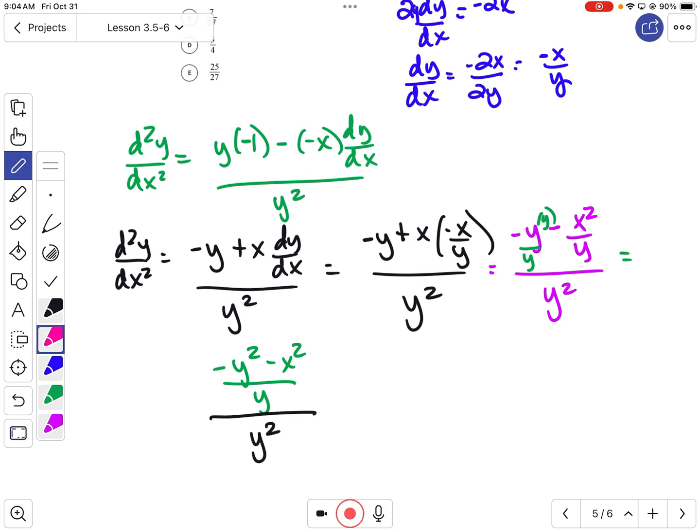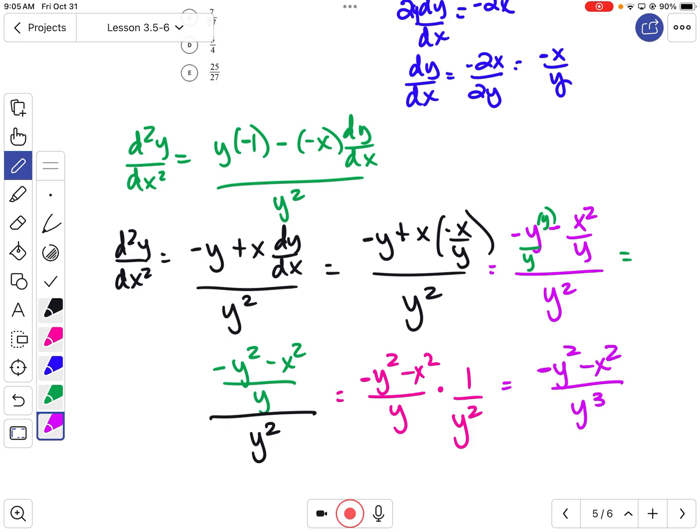Now, when we divide two fractions, we keep the first, so I'm going to keep the top, and I'm going to multiply by the reciprocal of y squared, which is 1 over y squared. So in its simplest form, this is negative y squared minus x squared over y to the third. There will come a time where you have to simplify that algebra, so I wanted you to see it. You have to get a common denominator on the top, put that together as one fraction, and then keep, change, flip. So you're going to have to do some of that.